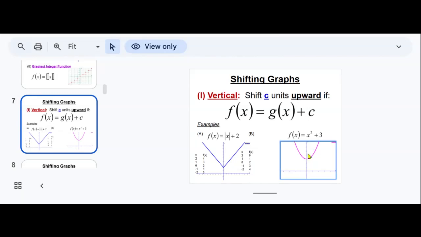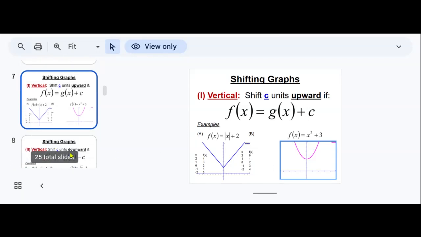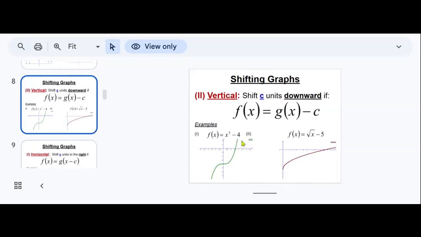Now, I have a parabola. I want to shift it up 3 units, +3. Shift it down 3 units, -3. Shift it up 2 units, +2. Shift it down 5 units, -5. Good. Here, I have this, it's called what? Rationals. I want to shift it down 4 units, -4. So instead of the intercept at 0, 0, where is the intercept now? 0, -4. Bravo. Very good.